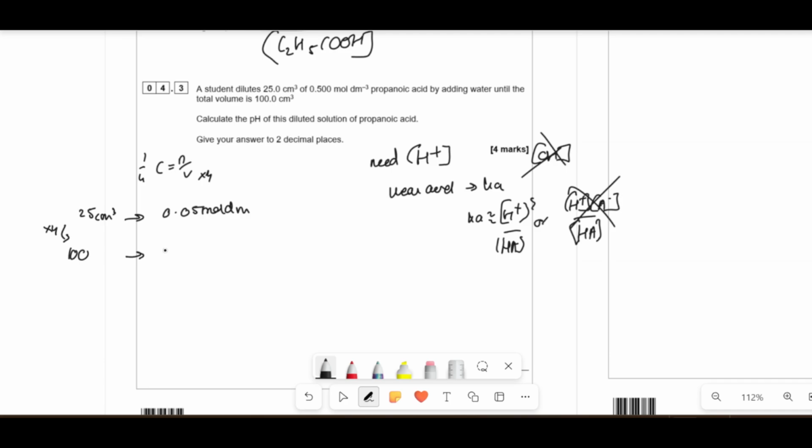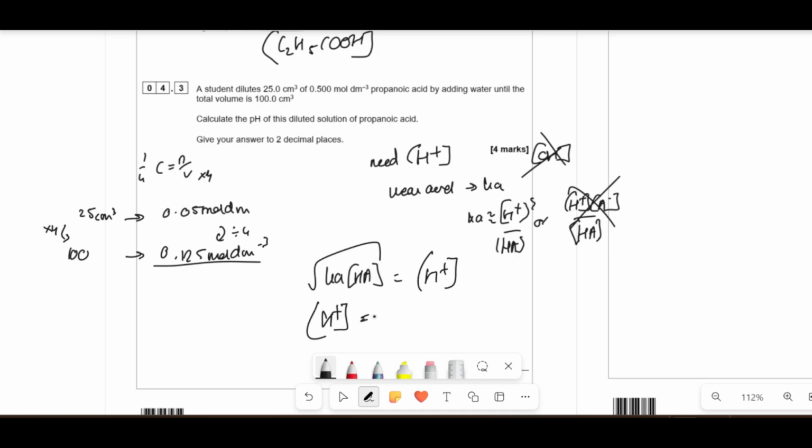So the concentration of HA must have dropped by 4. So you're going to divide by 4. So that means you will have had 0.125 instead, mol dm minus 3. Now we have the new concentration of HA. We can find H plus just by rearranging this formula. So Ka times HA equals H plus squared. So if I square root it, I'll get H plus concentration.